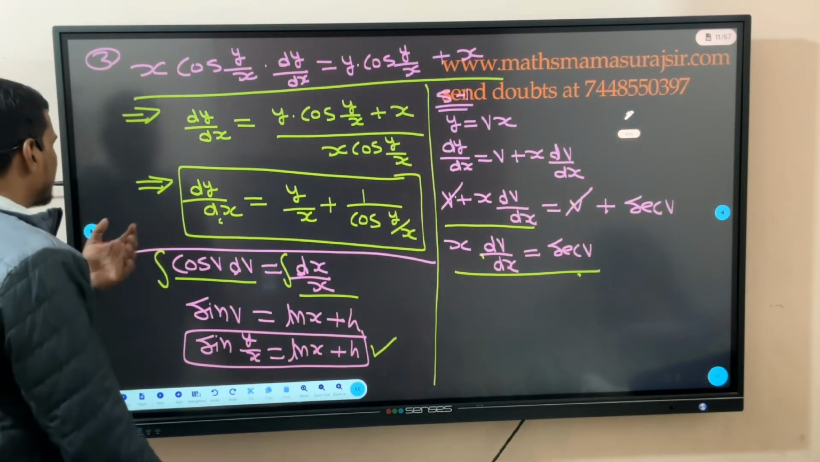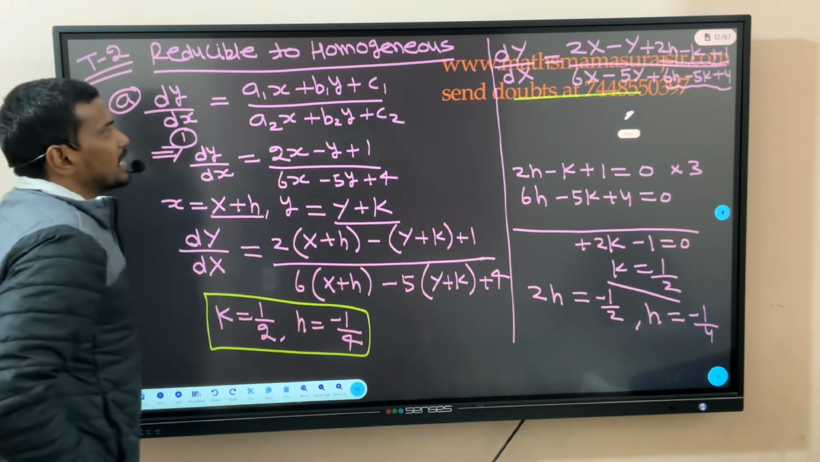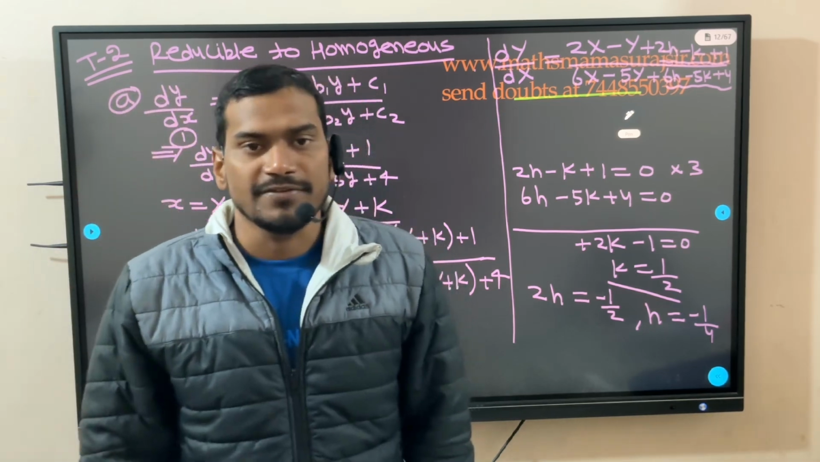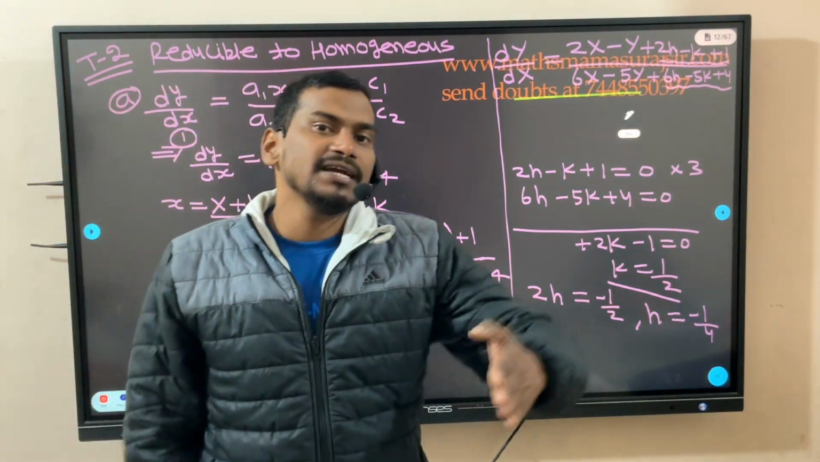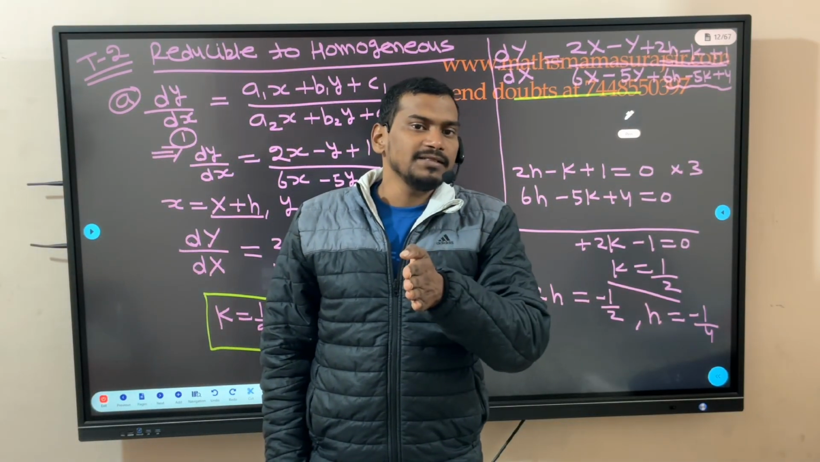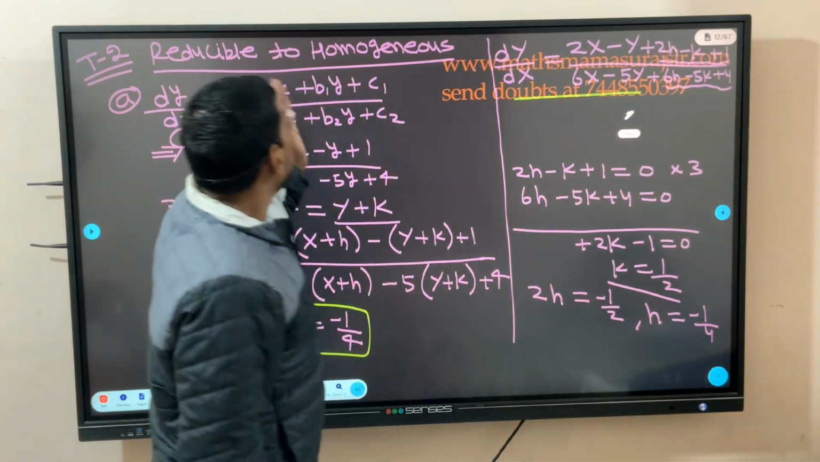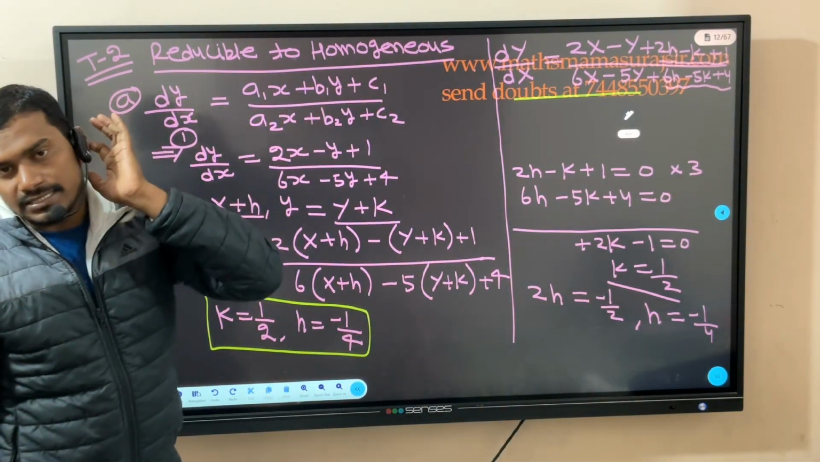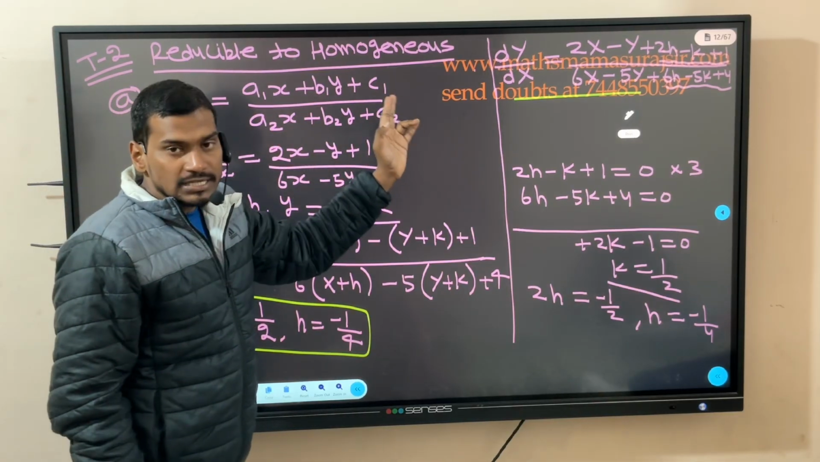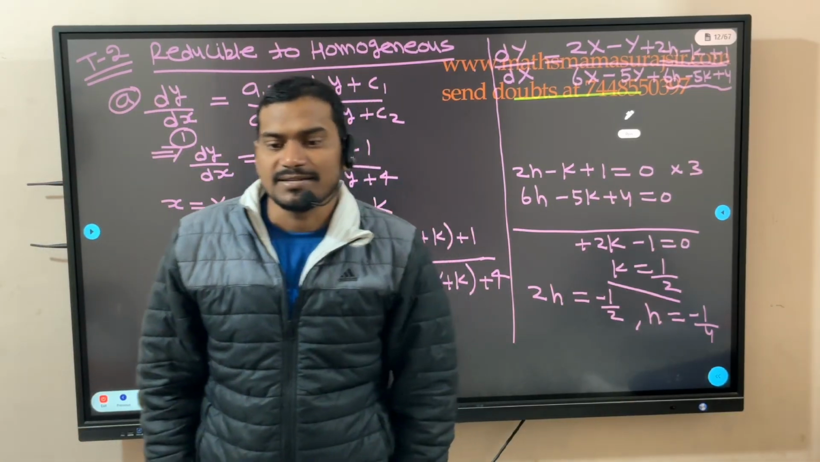Alright, so this was the question, guys. Let's go next. Yes, that was type 1. That is a very simple type of homogeneous equation. Now type 2, as we had seen in variable separable. First was very simple variable separable. Second was reducible to variable separable. Same here. Reducible to homogeneous. That means it's not homogeneous, but by substitution we can convert it to homogeneous. That is the concept.